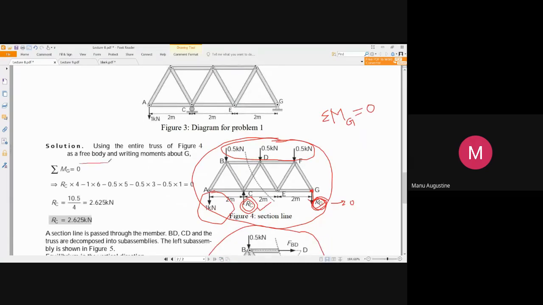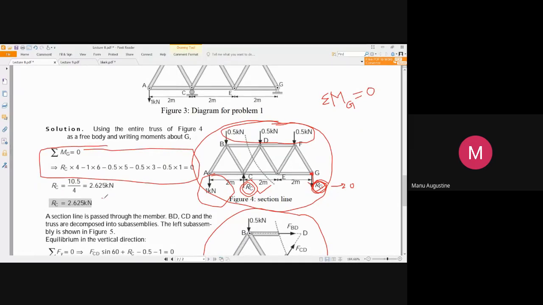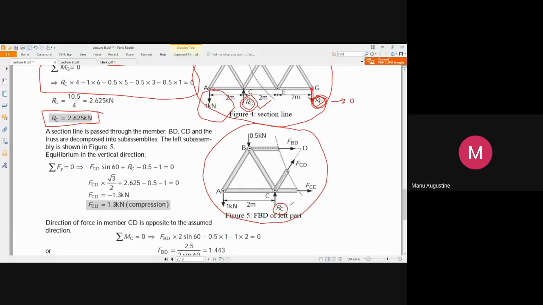This is something that we did yesterday in the class, and eventually we found that RC is equal to 2.625 kilonewton acting in the upward direction. So now you have RC also. Once RC is known, we apply the method of sections, which involves taking one part of the section and then applying the three equilibrium equations. So now we will go back to this.